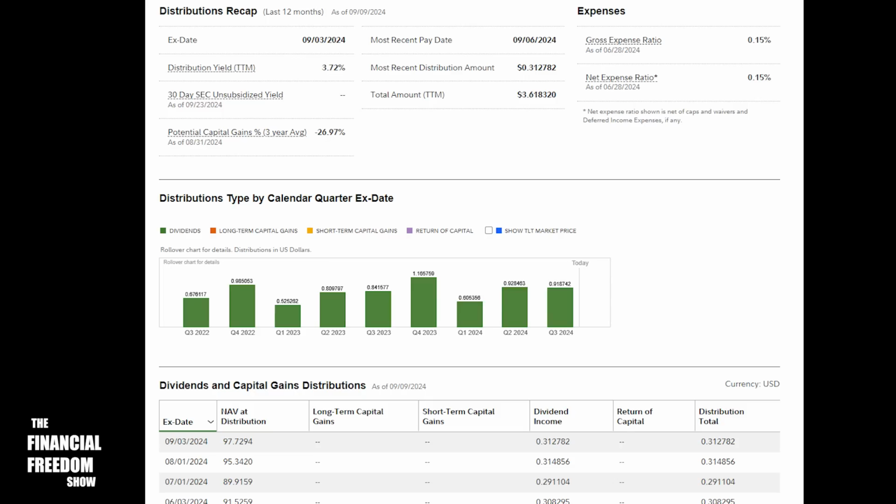Another reason to hold TLT is for the income. Although the yields on long-term Treasury bonds have been low in recent years, TLT still provides a steady stream of monthly interest payments, which can be appealing for income-focused investors or retirees.